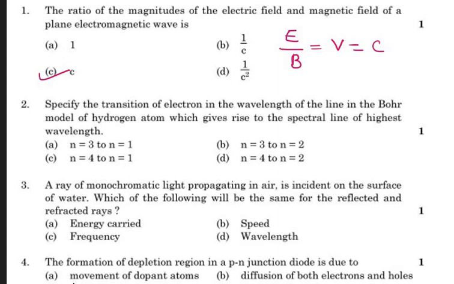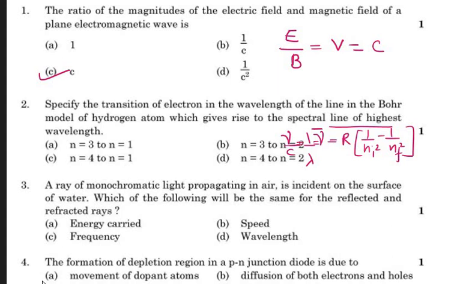And the second question: specify the transition of the electron in the Bohr model of the hydrogen atom which gives rise to the spectral line of highest wavelength. So they are asking for the highest wavelength, and you know the formula for the wave number, we can write it as R into 1 by Ni square minus 1 by Nf square. If you equate this to frequency, we can say frequency by C, that is equal to 1 by lambda, is equal to this formula.